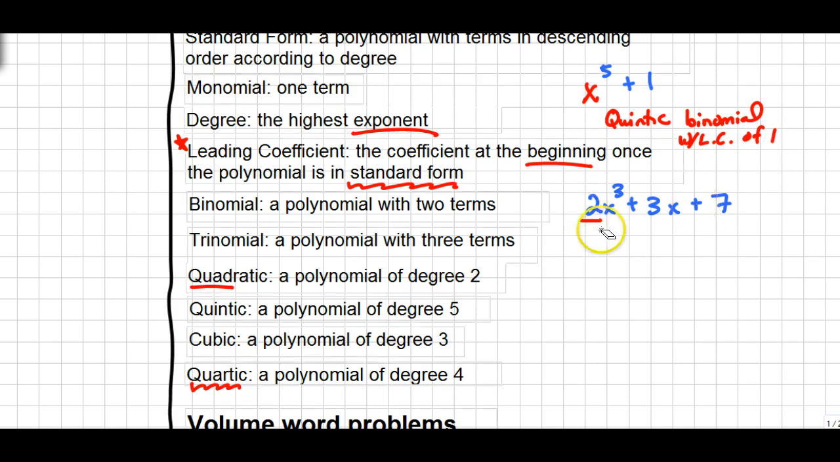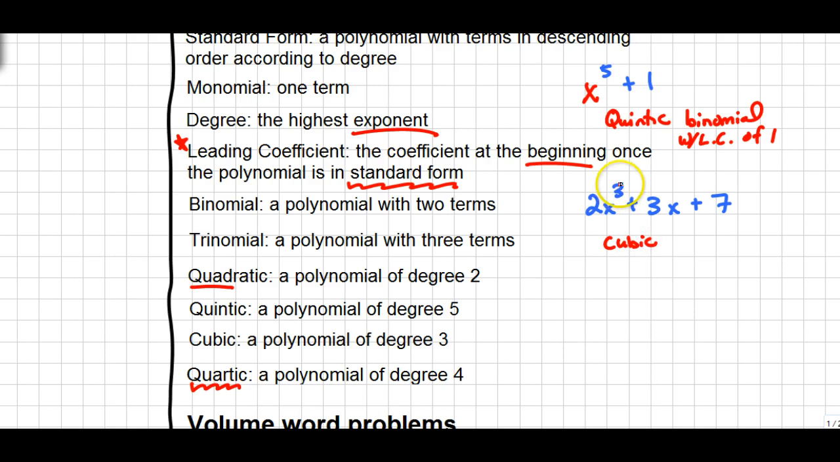Do the same thing here on our second example. It's a cubic, because the highest exponent is a 3, trinomial because it's got 3 terms, and we already said the leading coefficient is 2. So that would be the best way to name those. Try to name it by the degree, name it by how many terms it has, and then mention the leading coefficient. So students will have practice with that in the homework.